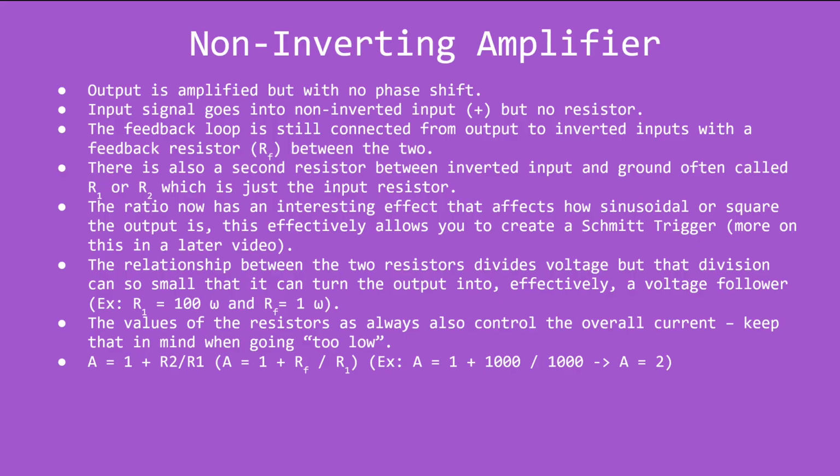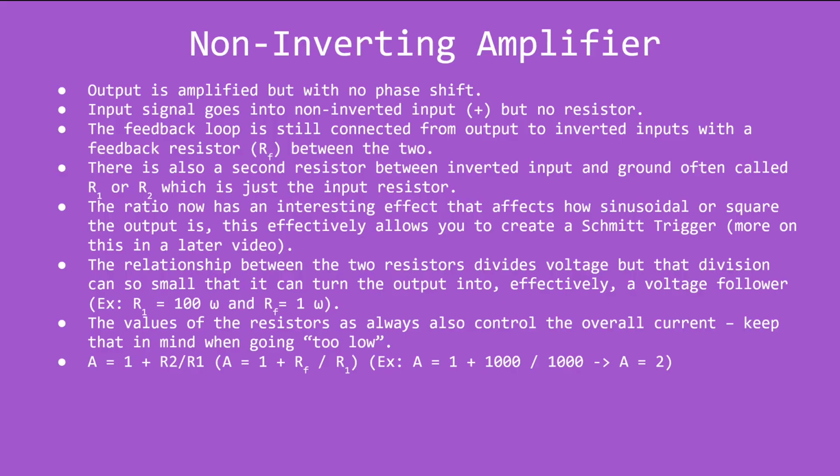Our second resistor, on the other hand, is between the inverting input and ground. This is sometimes called R1, R2, Rn, some other labels. Usually the feedback resistor is RF. The ratio also has a new interesting effect that can affect how sinusoidal or square the output actually is. This lets us create a Schmitt trigger, which, as I said earlier, is something we'll cover in a later video.